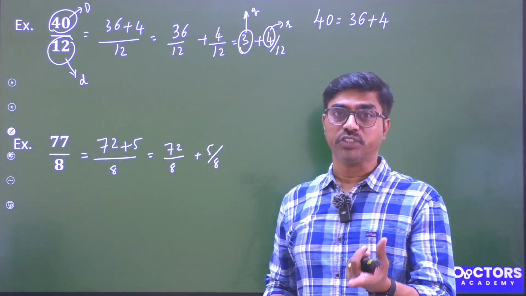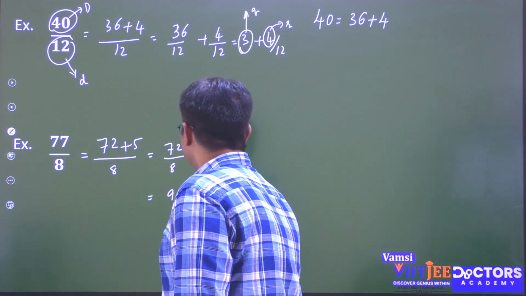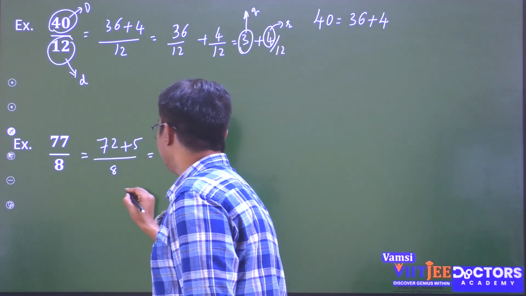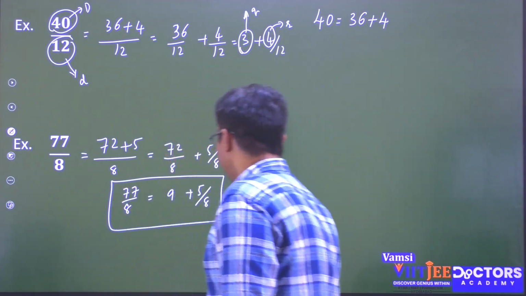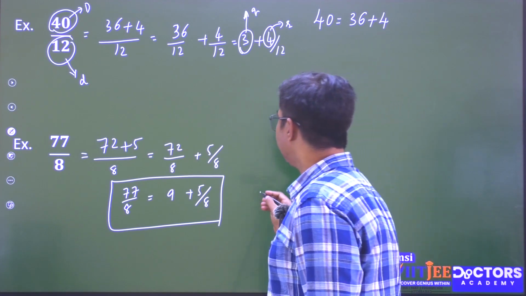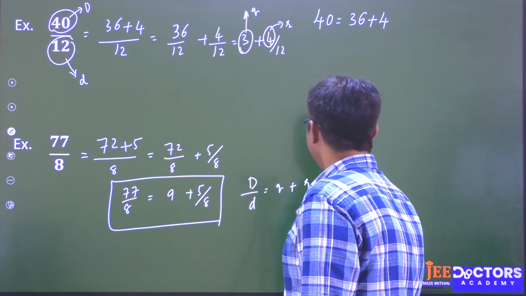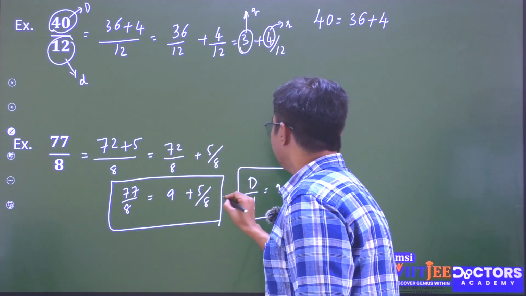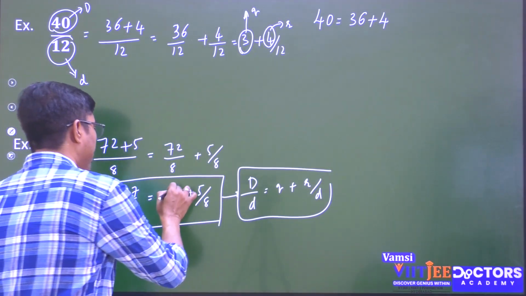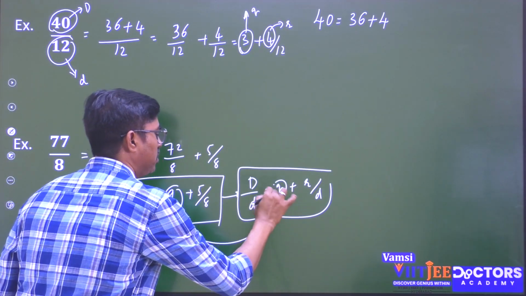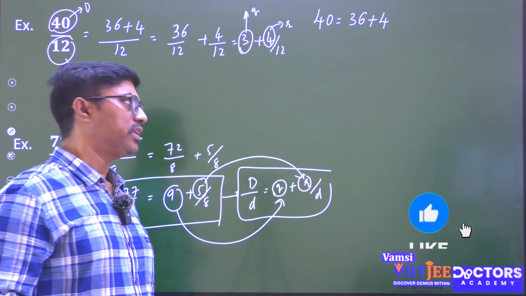72 by 8 will give you the quotient. The first term will give you the quotient. 72 by 8 is 9, plus 5 by 8. This is what I get. 77 by 8 equals 9 plus 5 by 8. If you look at the relation that you have, capital D by small d equals Q plus R by d, you can see capital D is 77, small d is 8 here, and Q is 9 here. That's the quotient that you get, and 5 is the remainder. So this is another way of writing Euclid's lemma.